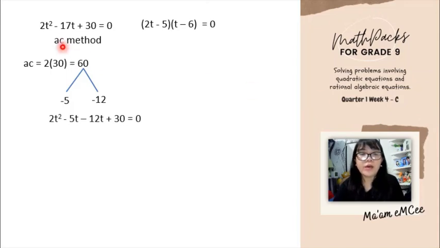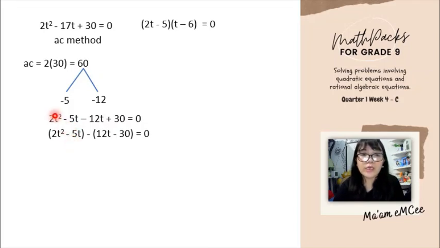So we copy 2t squared, and again, we split negative 17t. So we will have negative 5t and negative 12t. Then we copy plus 30 equals 0. After that, we regroup. We have 1, 2, 3, 4 terms. We will be grouping these 4 terms into 2 groups, in such a way that each group will have a common factor.